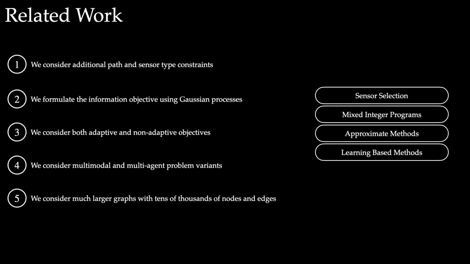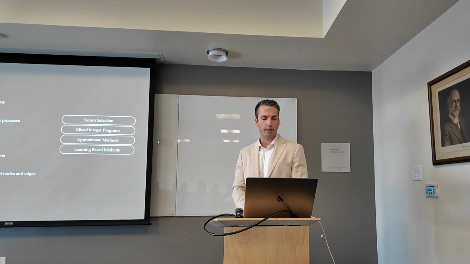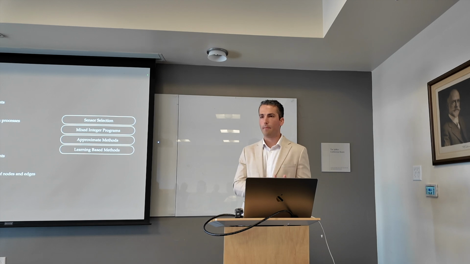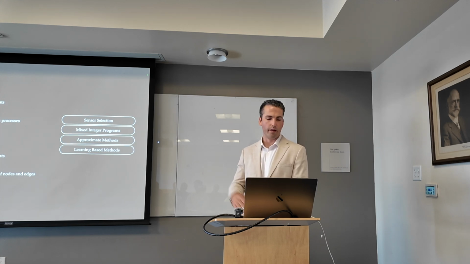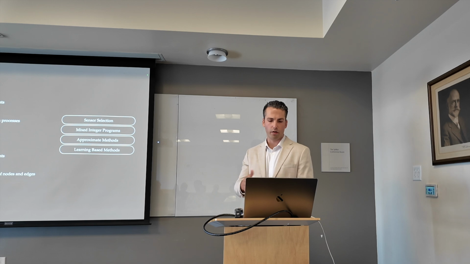So we have multiple sensors available to us. We're going to be formulating the information objective using Gaussian processes. And then we're also going to consider both the adaptive and non-adaptive case of the problem, as well as the multimodal and multi-agent problem variants. And then lastly, we're also going to be looking at very large graphs here, where we have tens of thousands of nodes and edges, and that has previously not been looked at.